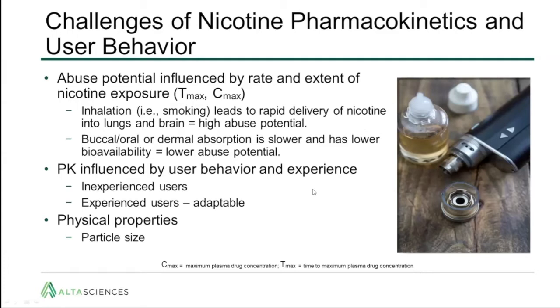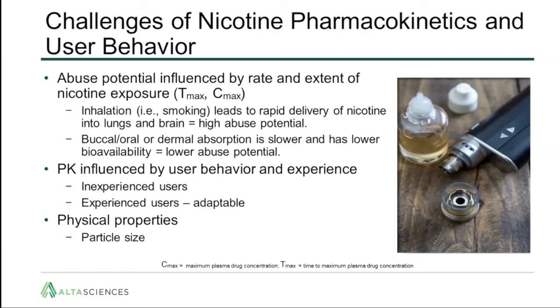Some of the challenges of nicotine pharmacokinetics and user behavior. The abuse potential is influenced by the rate and extent of nicotine exposure. So for example, inhalation leads to a very rapid delivery of nicotine into the lungs and brain, and that has a high abuse potential. When you have products that are delivering nicotine through other routes of administration like buccal, oral, or dermal, it's slower, it has lower exposure to your body, and therefore lower abuse potential. So a lot of the modifications can be made by simply changing the route of administration of a product. That's why you have things like nicotine gum that deliver the nicotine orally.